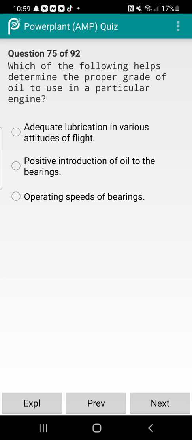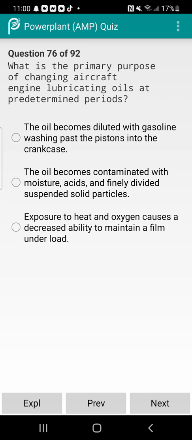Which of the following helps determine the proper grade of oil to use in a particular engine? Operating speeds of the bearings.